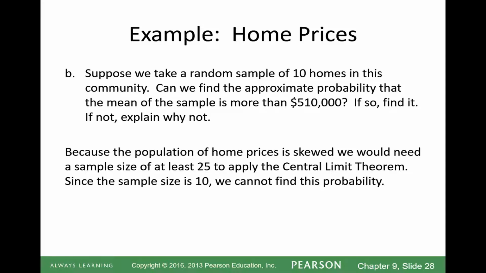Another example with home prices. Suppose we take a random sample of 10 homes in the community. Can we find a probability that it's more than 510,000? If so, find it. If not, because the population of the home prices is skewed, we would need a sample size of at least 25 to apply the central limit theorem. Since the sample size is 10, we cannot find this probability.